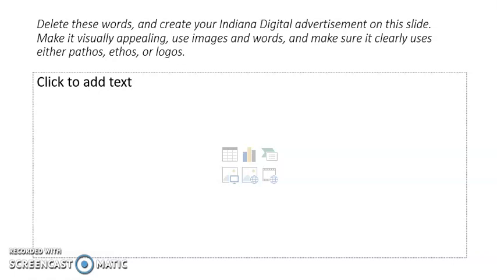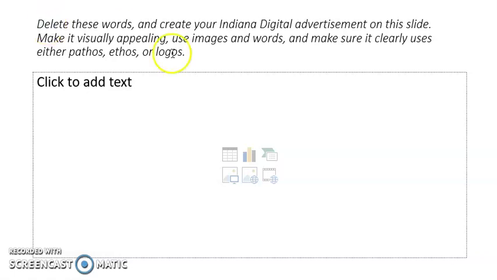I'd like to show you an example of an advertisement that you can create for the Indiana Digital Advertisement Project for Applied English. When you get to this slide of your project, it says delete these words and create your Indiana Digital advertisement on this slide. Make it visually appealing, use images and words, and make sure it clearly uses either pathos, ethos, or logos.